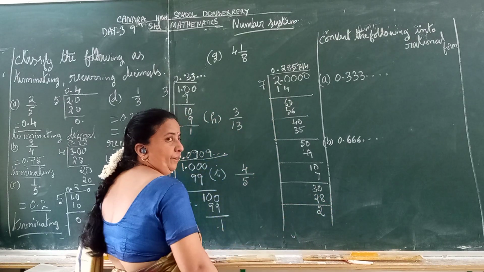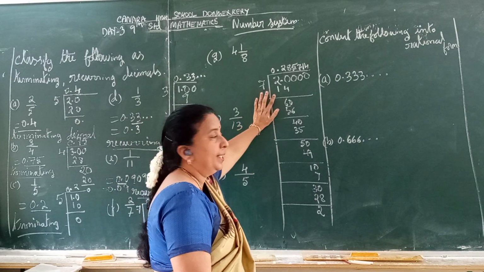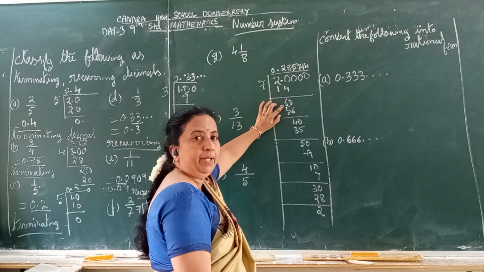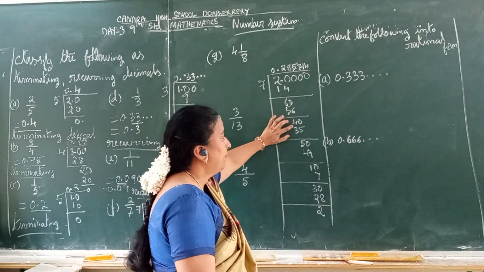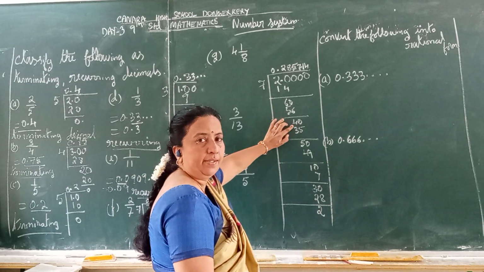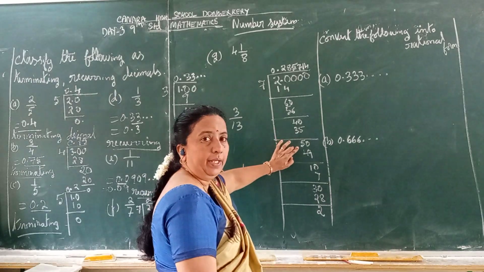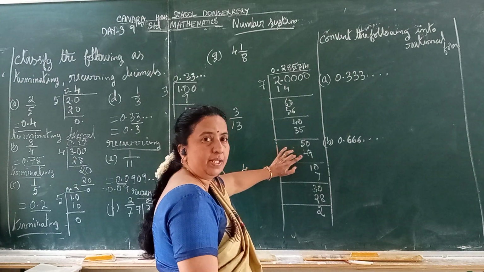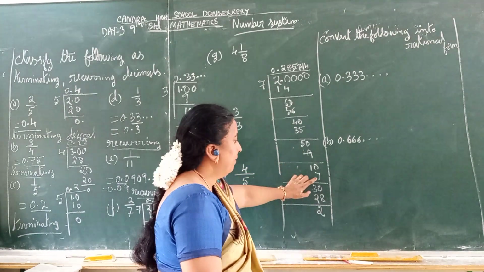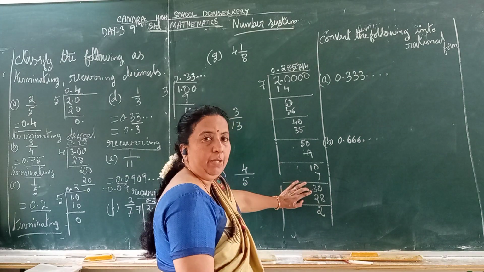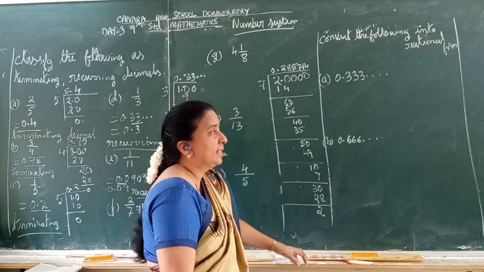Then this repeats. When we subtract 14 from 20, we get 6. When we add 0, it becomes 60. 7 8s are 56. Subtraction will give you 4. When you take 0, 40. 7 5s are 35. Subtract, 5. Take 0, 50. 7 7s are 49. Subtract, you will get 1. Take 0. 7 1s are 7, 30, 7 4s are 28, 2. Then the same digits repeat.